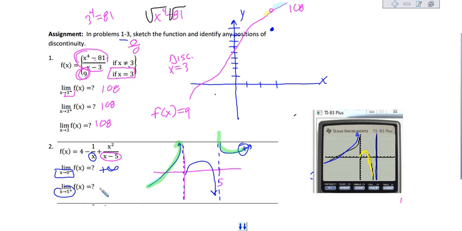So let's see if we answered all the questions. They also asked us, where are the discontinuities? We already talked about them by drawing the asymptotes, but we didn't identify them on paper. It's discontinuous at x equals 0 and x equals 5.